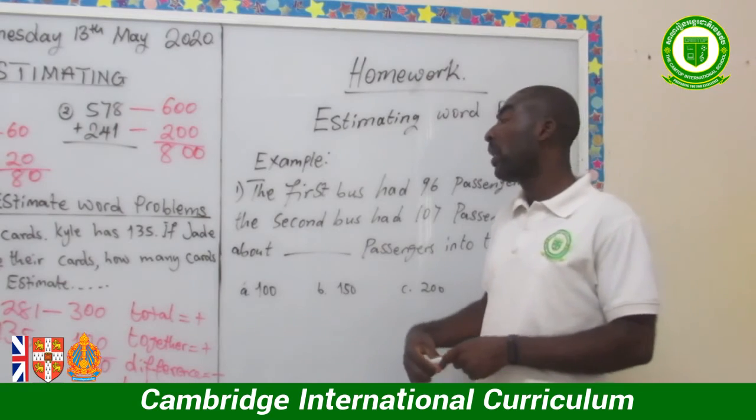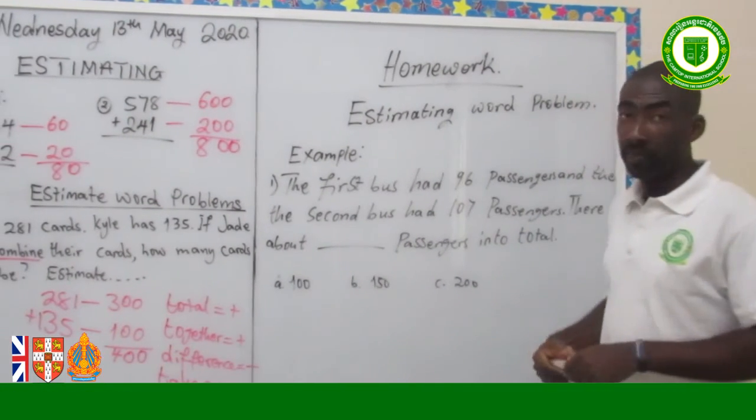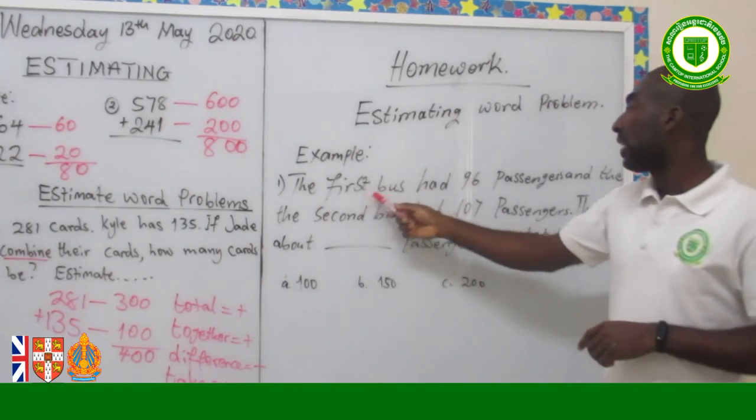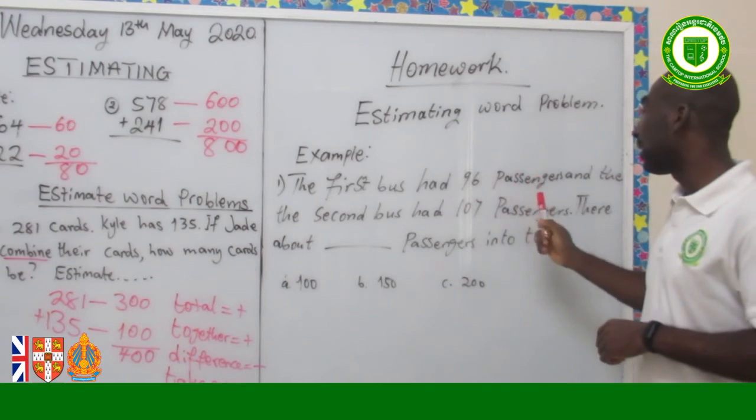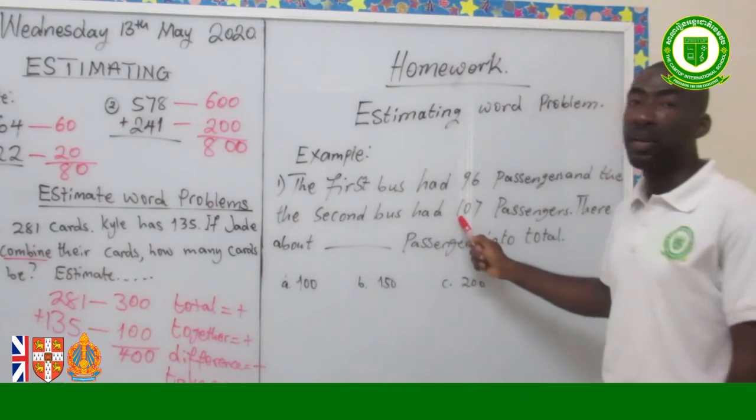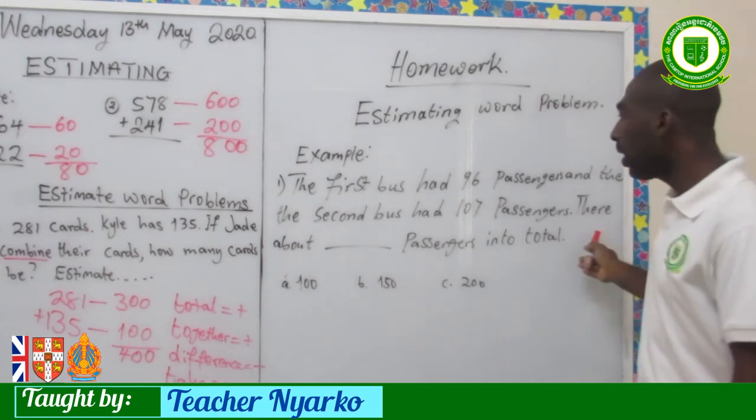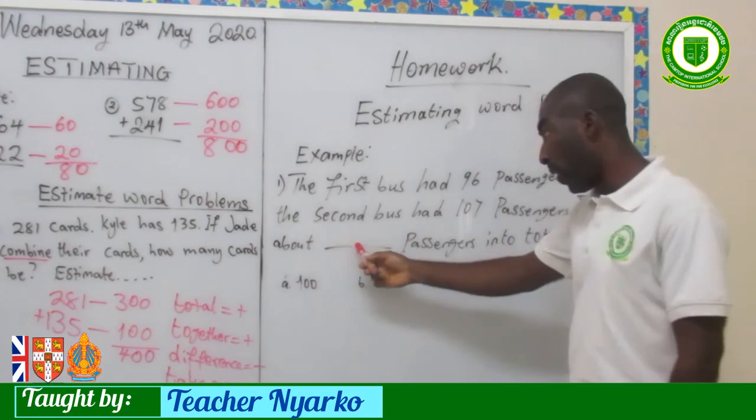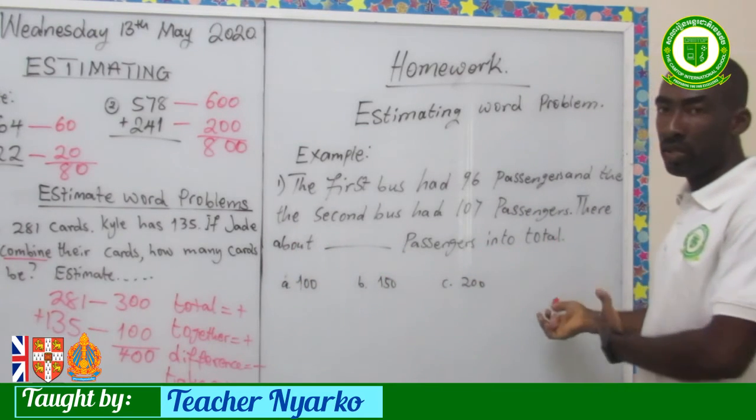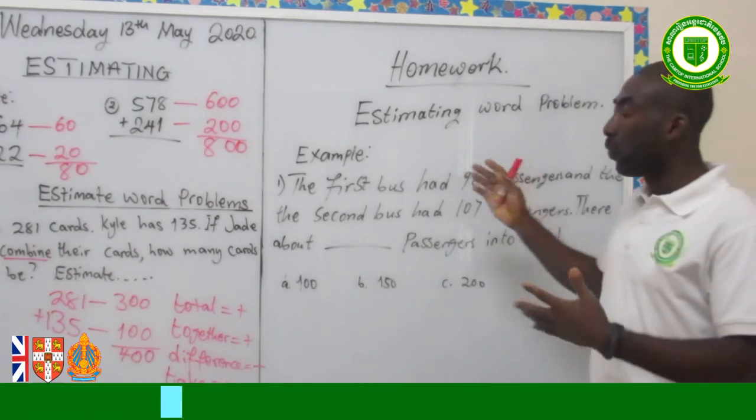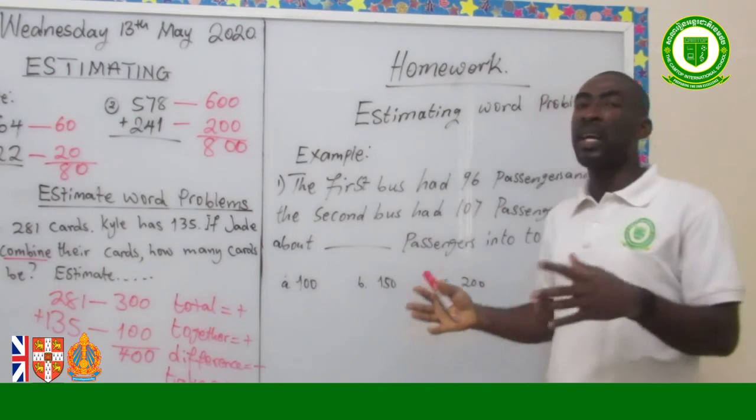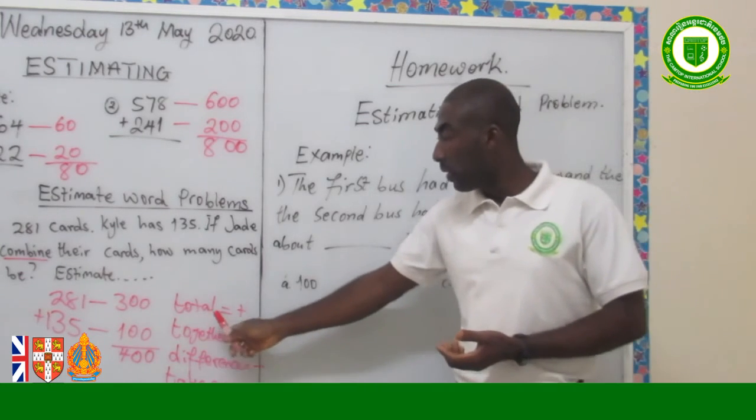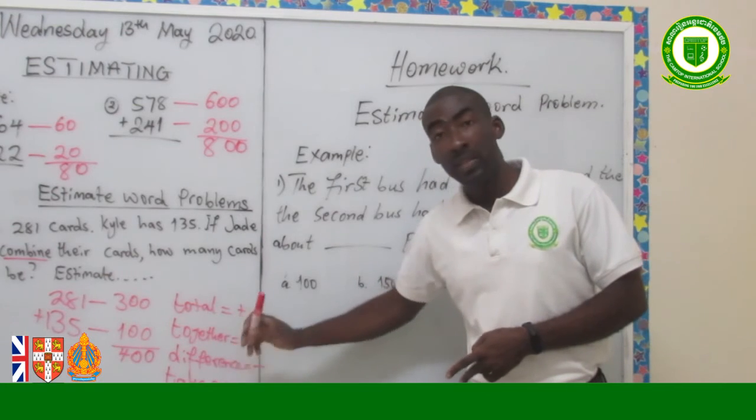The question says that there are two buses, okay? The first bus had 96 passengers, and then the second bus had 107 passengers. So now there are about blank passengers in total. Which means that with the first bus and the second bus, how many passengers do we have in total? As you know here, when we say total, it means we are talking about addition.